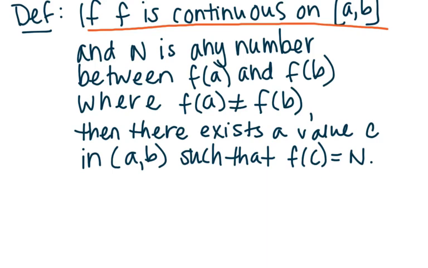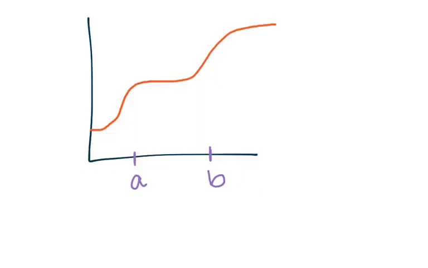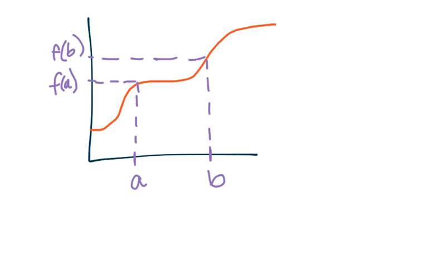Alright, the next part of the theorem says that there's some number n that falls between f of a and f of b. So first let's go ahead and label where f of a and f of b are. So if a is here, then f of a would just be its output from the function. And same with f of b. And we're saying that n is some sort of value between them.